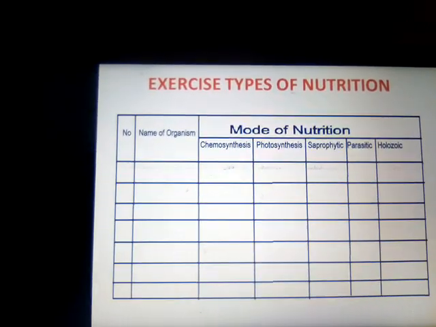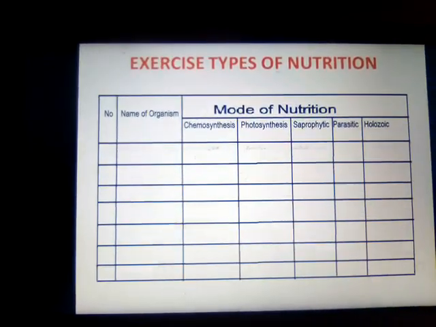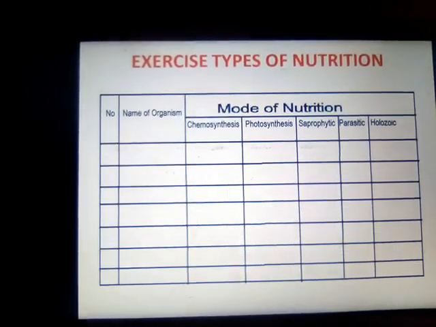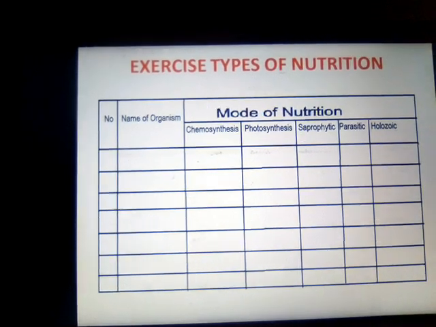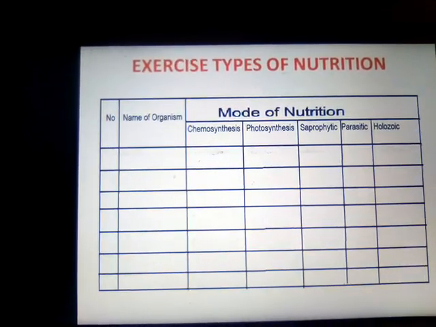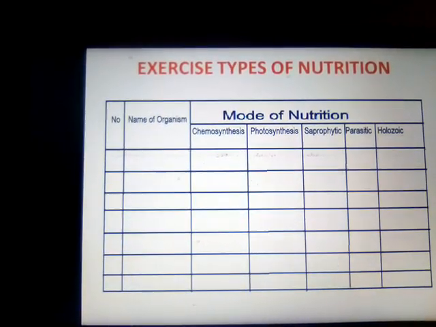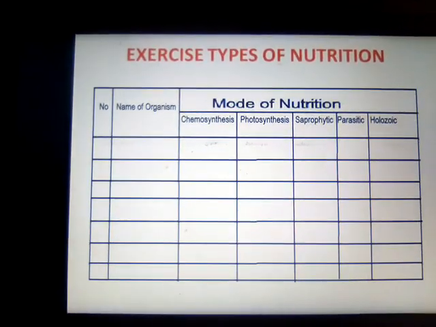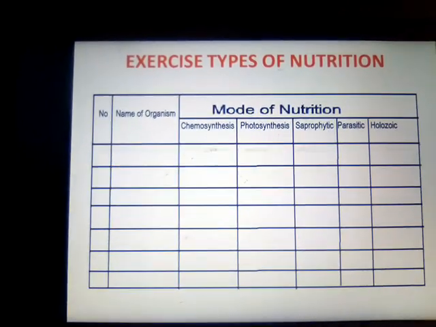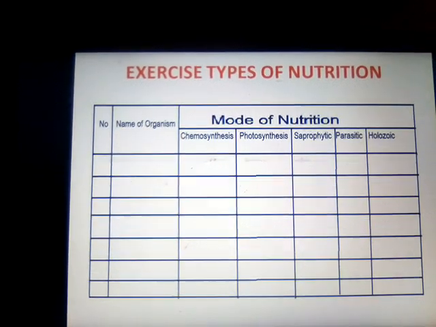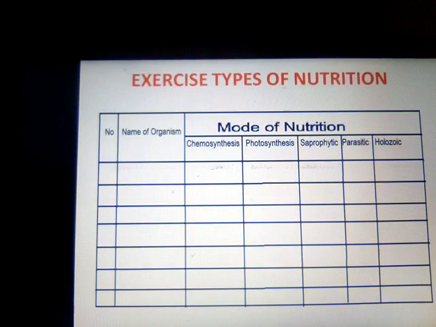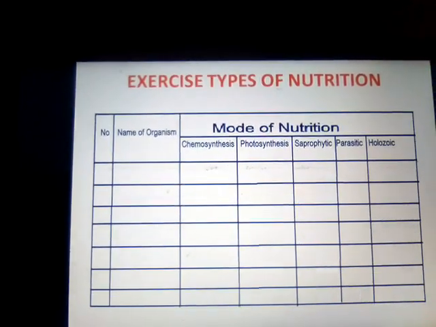This is another exercise that is supposed to be done. This exercise is on types of nutrition. There are several types of nutrition carried out by different types of living things. We have chemosynthesis, photosynthesis, saprophytic nutrition, parasitic nutrition, holozoic nutrition.